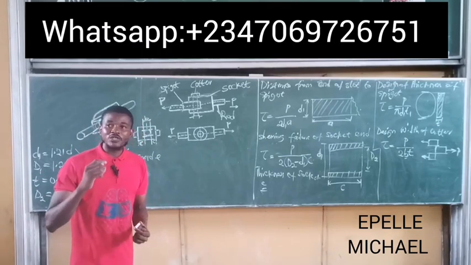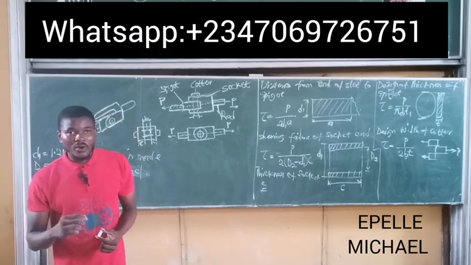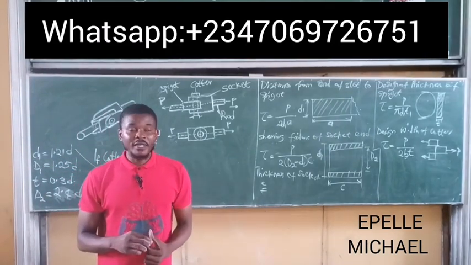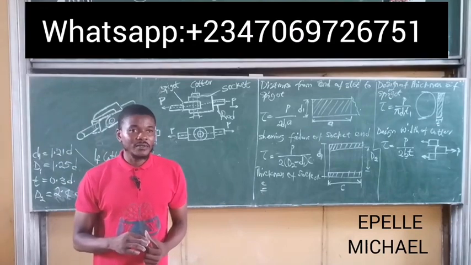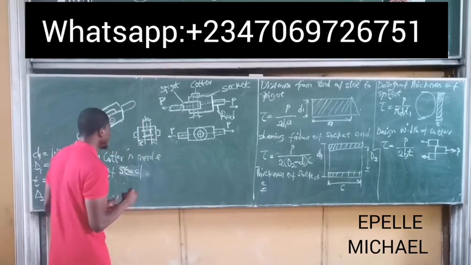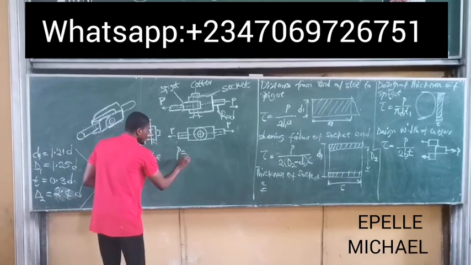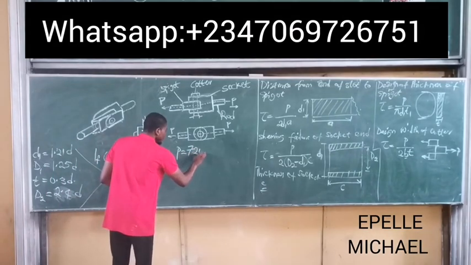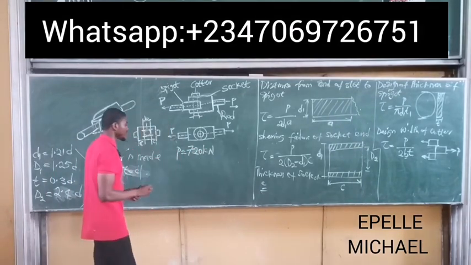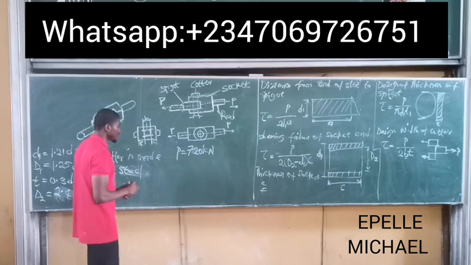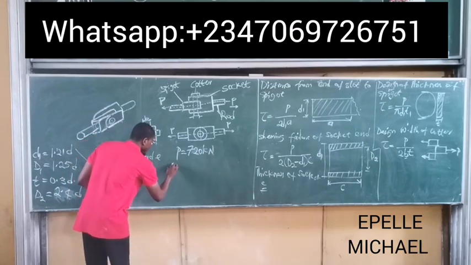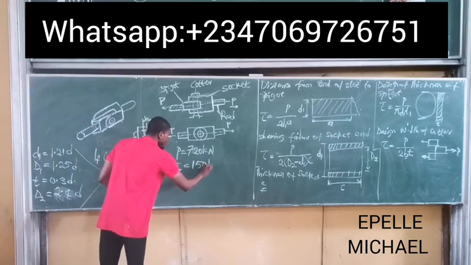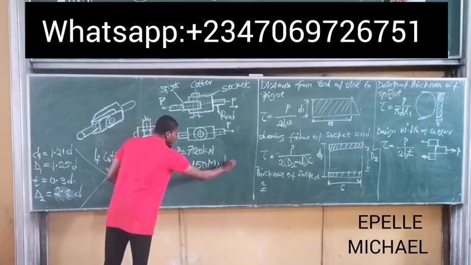First of all, the cutter joint is made of steel. Given P is equal to what? 720 kilonewtons. Permissible shear stress is given as what? 150 meganewtons per meter squared.